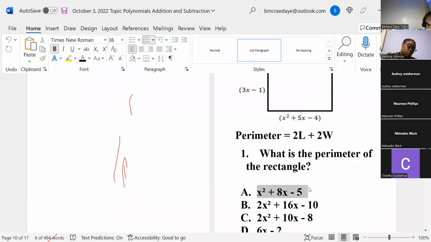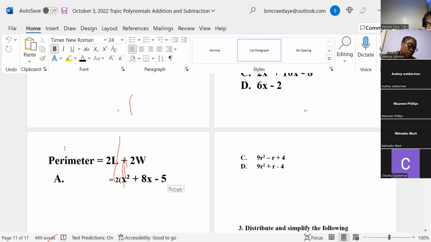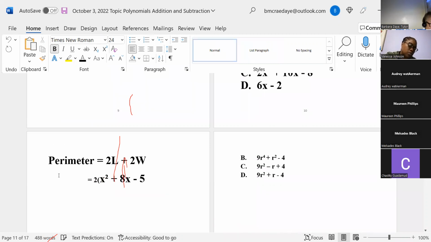Okay, let me copy that and put that here. So you had the x squared plus 5x minus 4, in parentheses, and then you chose for the W, that's plus, 2 times the 3x minus 1, right? Yes. 3x minus 1. Okay.